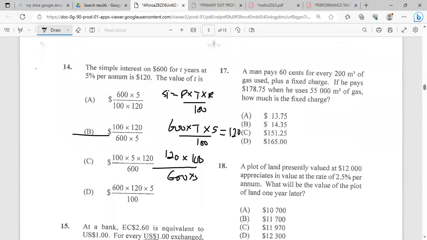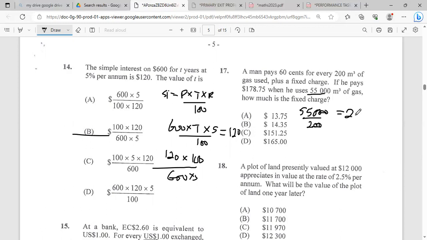A man pays 60 cents for every 200 m3 of gas used plus a fixed charge. If he pays 178 when he uses 55,000 m3 of gas, how much is the fixed charge? Now we need to know how many 200s are in this, right? Because that's how they give the rate. So we divide by 200. 2 into this would leave 275.